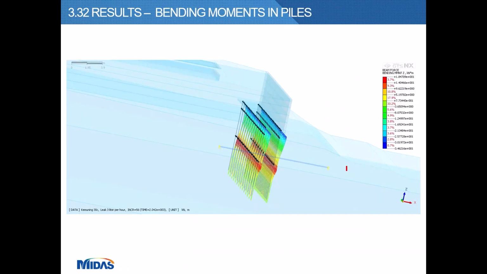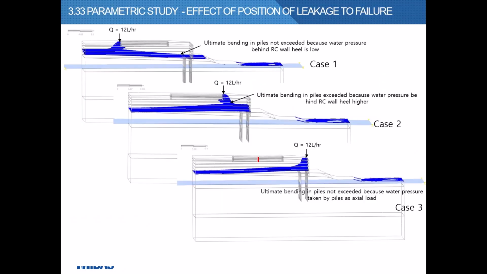And this figure shows the bending moment profile developed in the RC pile. And the maximum moment actually happens below the clay layer. And we also carried out a few parametric studies to understand the effect of the position of the leakage on the failure. And these are our observations.